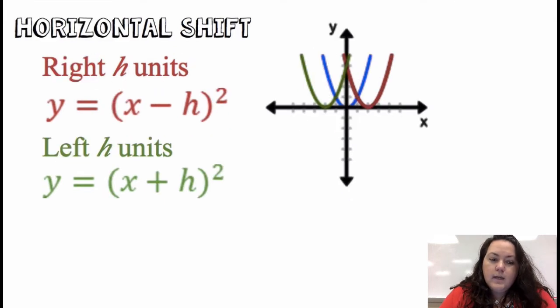Horizontal shift, right and left. Inside of the parentheses is where h would be. If it's a minus h, then it went to the right h units. If it says plus h, then it went to the left h units. Remember, inside the parentheses, it's always kind of opposite of what you would think. So when you see a minus, it's really going to the right, and when you see a plus, it's really going to the left. That only applies inside the parentheses.